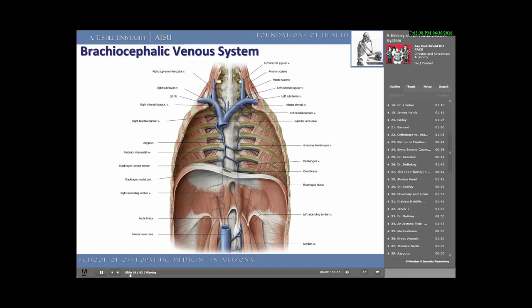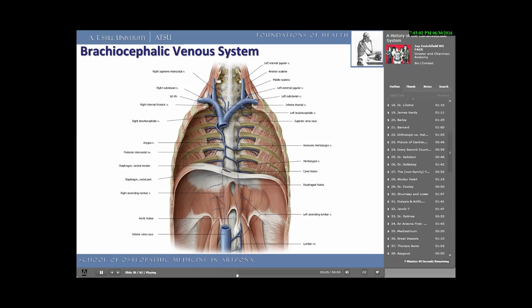Of course, it's not fair to talk about the arteries without talking about the veins. Let's take a look here. Up in the neck, you can see the right brachiocephalic vein giving rise to the right subclavian vein and the left subclavian vein, as well as the left and right jugular veins. Of course, you can see the vein coming posteriorly from the superior vena cava called the azygos vein.